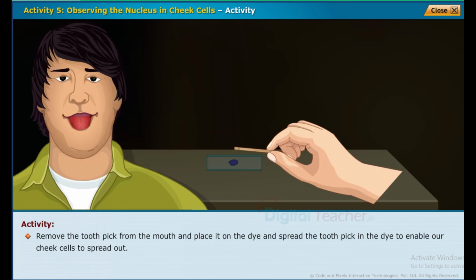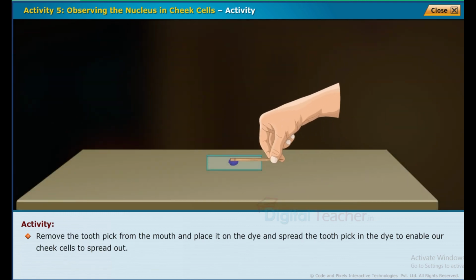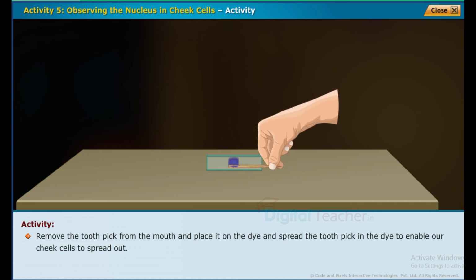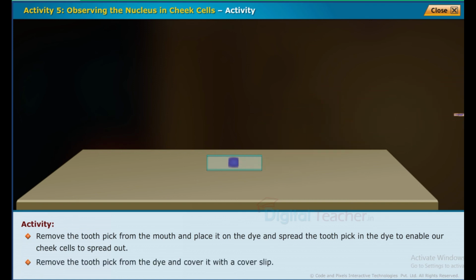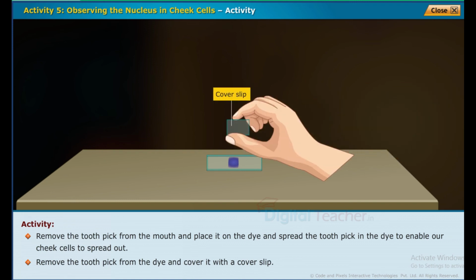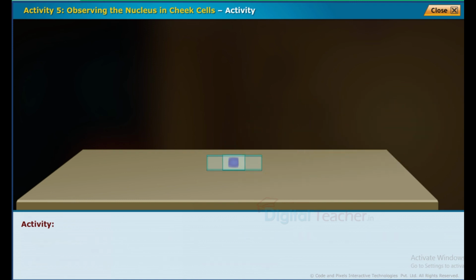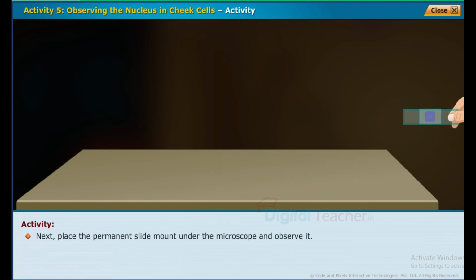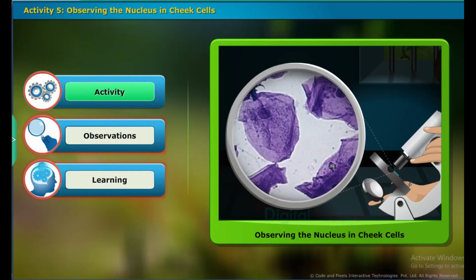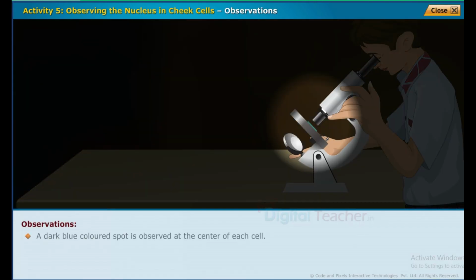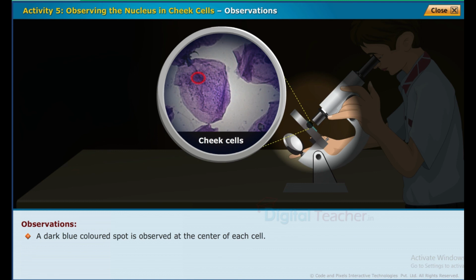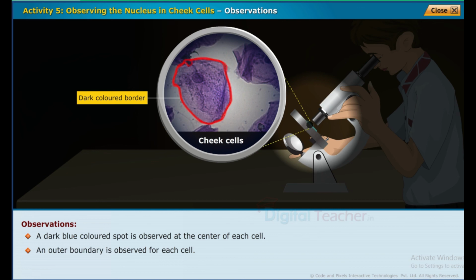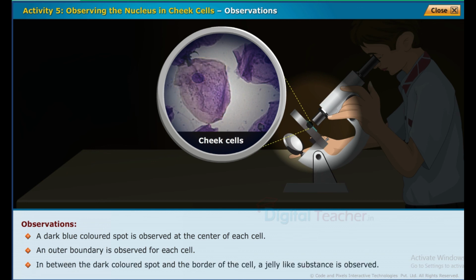Remove the toothpick from the mouth and place it on the dye and spread the toothpick in the dye to enable our cheek cells to spread out. Remove the toothpick from the dye and cover it with a cover slip. Next, place the permanent slide mount under the microscope and observe it. A dark blue-colored spot is observed at the center of each cell. An outer boundary is observed for each cell. In between the dark-colored spot and the border of the cell, a jelly-like substance is observed.